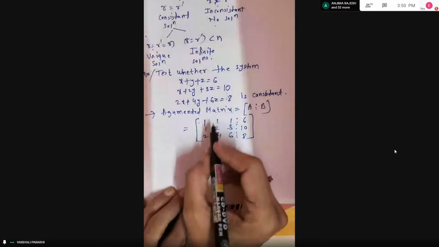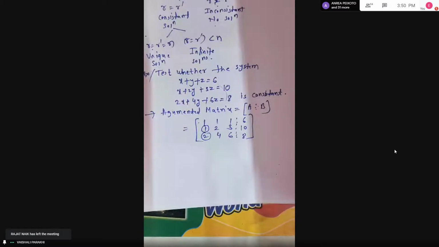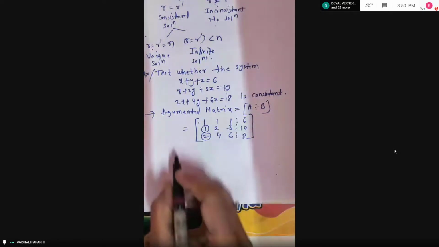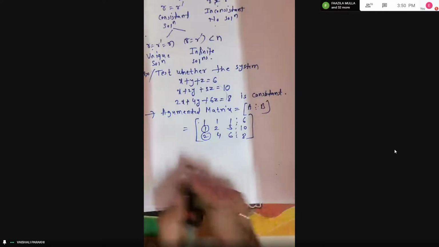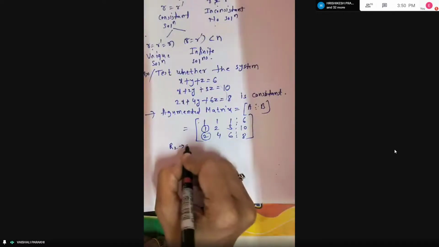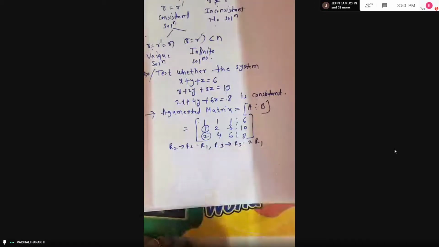So who will tell me the first transformation? Now see, these are your target elements, right? 1 and 2. In place of 1 and 2, you want 0. Nigel, can you tell me the first transformation? R2 minus R1 and R3 minus 2 R1. Very good. Okay. So R2 changes to R2 minus R1 and R3 changes to R3 minus 2 R1. Correct. Because at place of 1 and 2 we want 0.